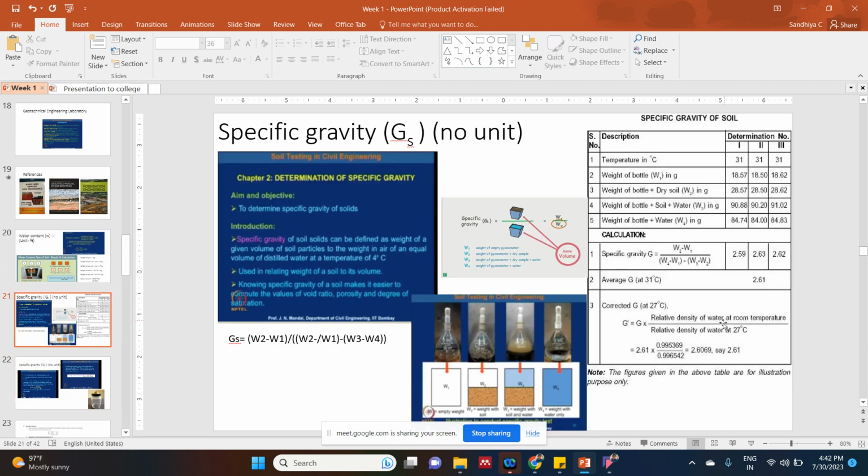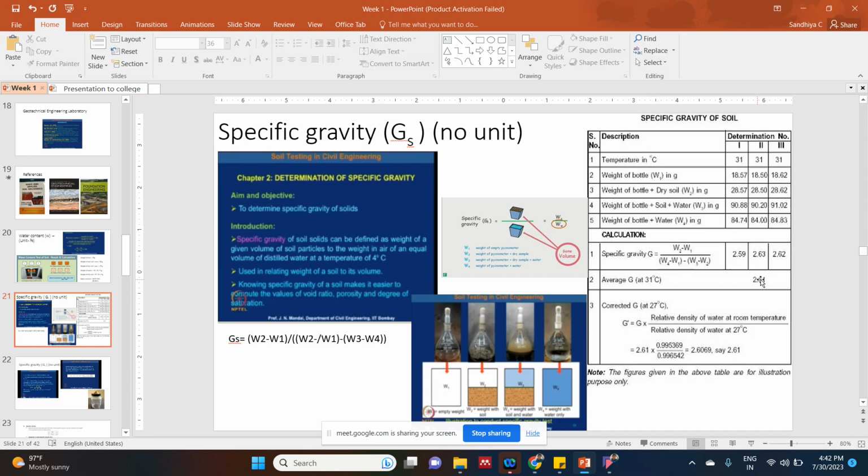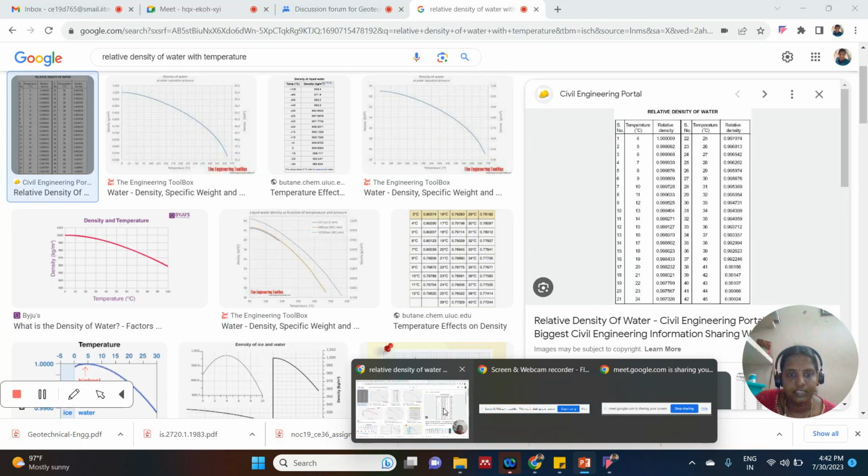In this table, you can see relative density at room temperature divided by relative density of water at 27 degrees Celsius. So at 27 degrees Celsius, you have to find out what is the relative density. That is going to be from this table. At your temperature, room temperature where you conducted, you have to know from the table. Then you find the ratio and multiply that with your value. You will get the specific gravity at 27 degrees Celsius. It's clear, sir?